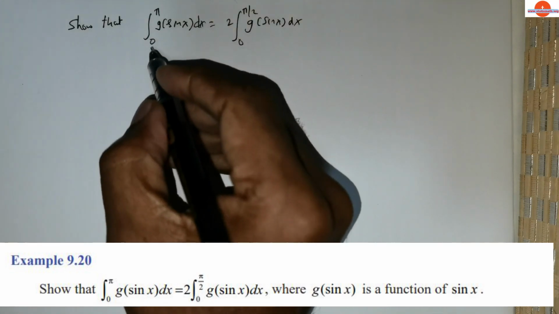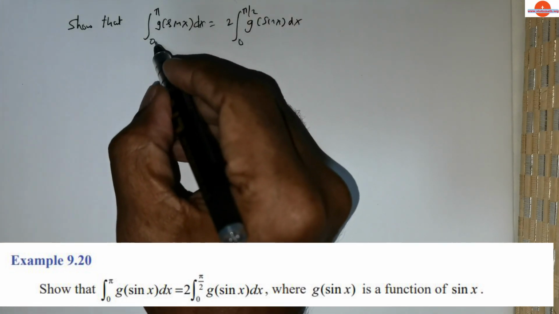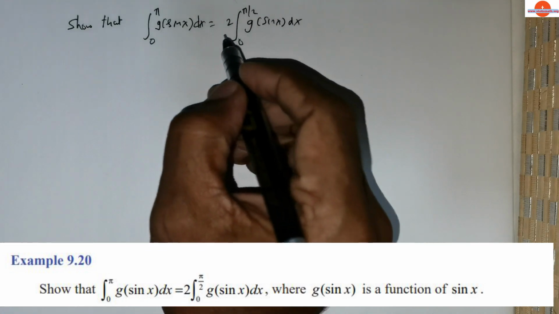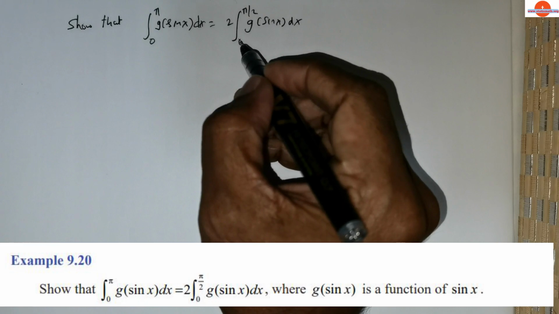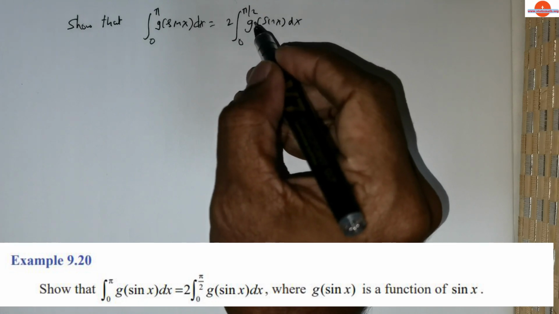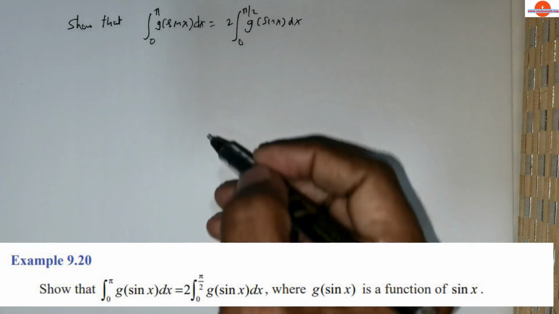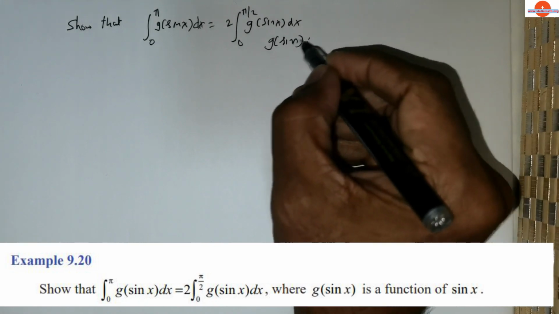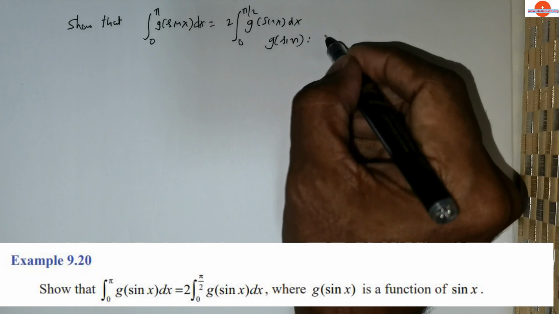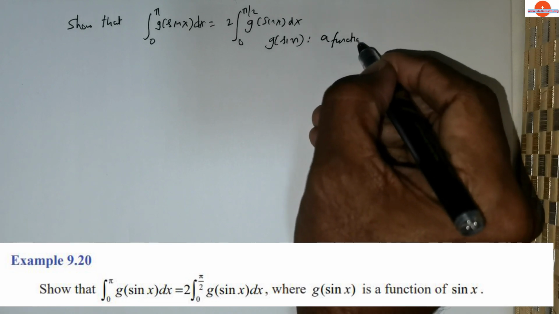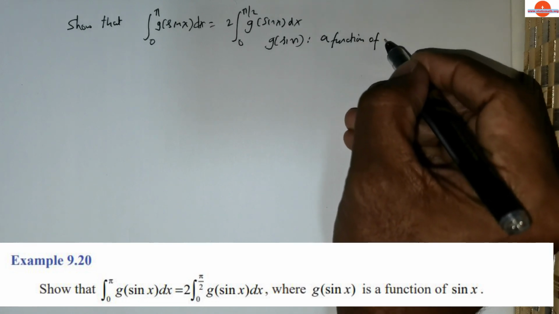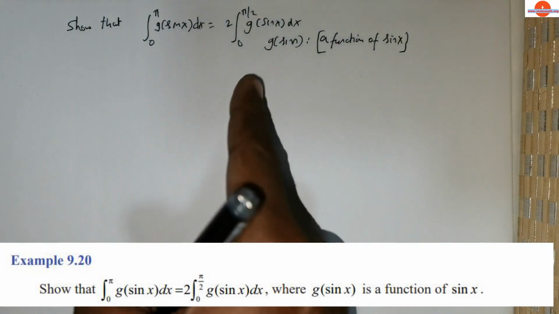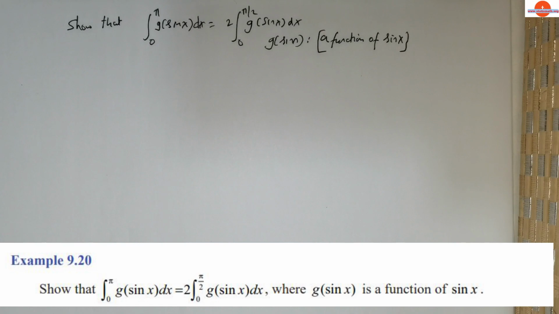Students were given this question to show that integral 0 to pi g of sine x dx is equal to 2 times integral 0 to pi over 2 g of sine x dx. Now g of sine x, the meaning is we are given a function of sine x. This is the meaning of g of sine x.